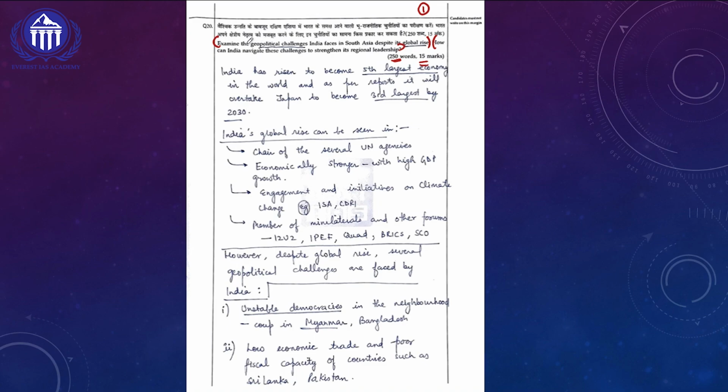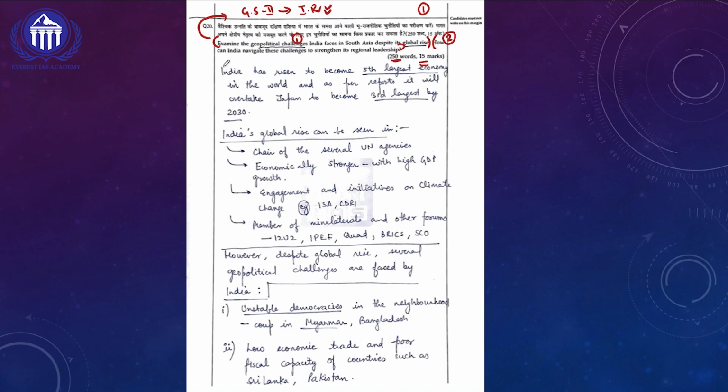Not only that, if you read the question, it is clearly visible that there are two major components which have been asked in the question, and this particular question is picked from our GS paper 2 component related to international relations. Okay, students, now let's try to see how this topper has addressed the question.